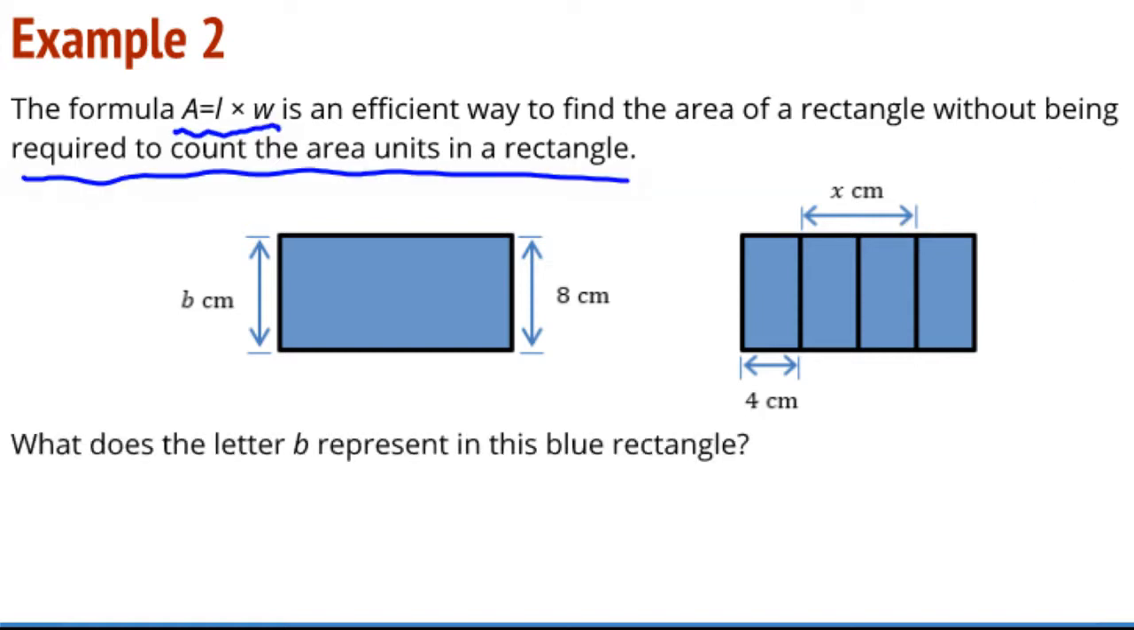So what does the letter B represent in this blue rectangle? What is the B standing for? Well, the B is obviously one of the sides, but because we know about rectangles, we know that this side is equal to this side. So we would say that the B is equal to 8. One value.